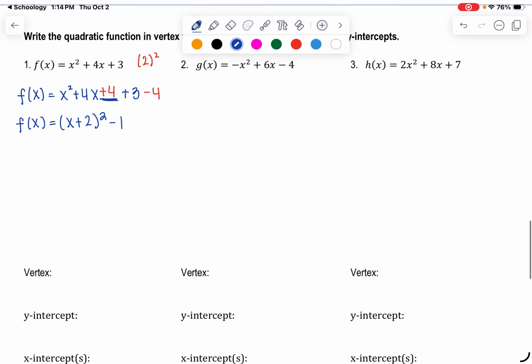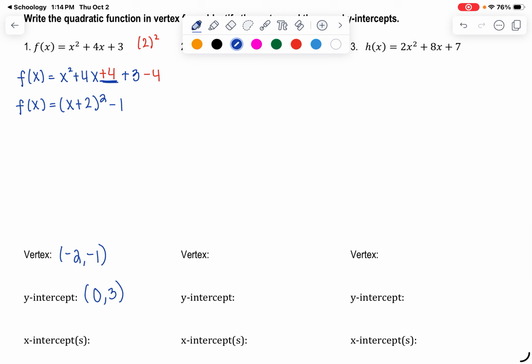Now I want to know what the vertex is. The vertex is -2, -1. The y-intercept is 0, comma, look at your standard form, that's 3. Your x-intercepts you get by setting the function equal to 0 and solving. I'm hoping for it to be factorable because that's just the easiest. But if not, then I'm going to have to use the quadratic formula or completing the square to get the answer, okay?